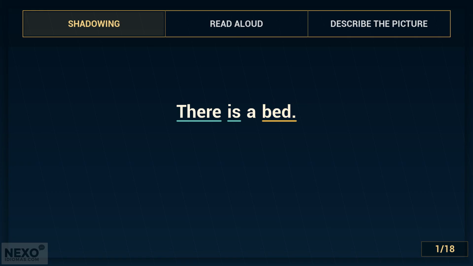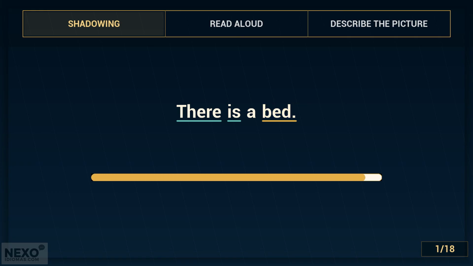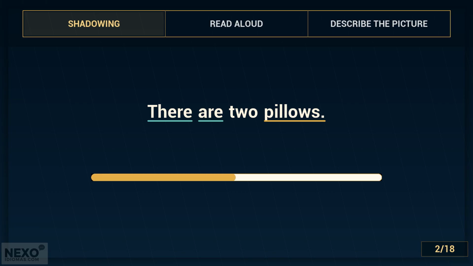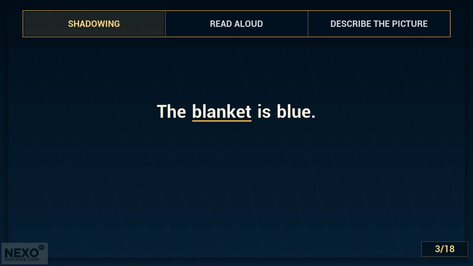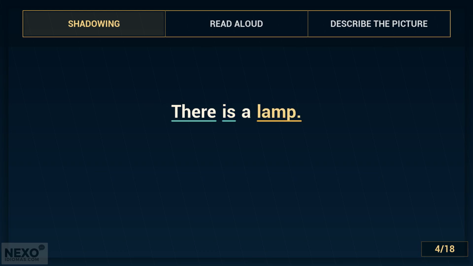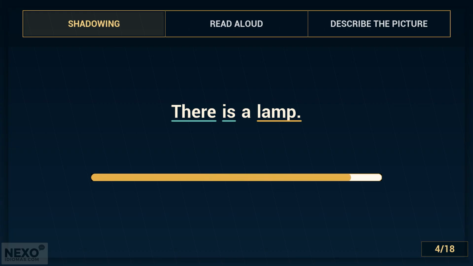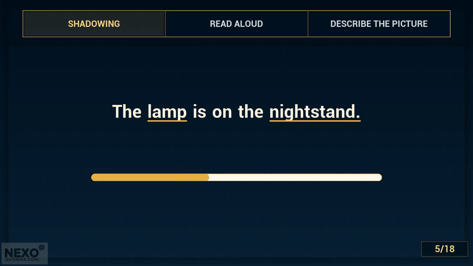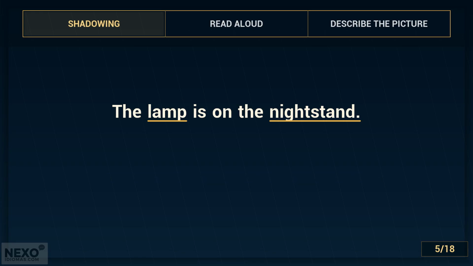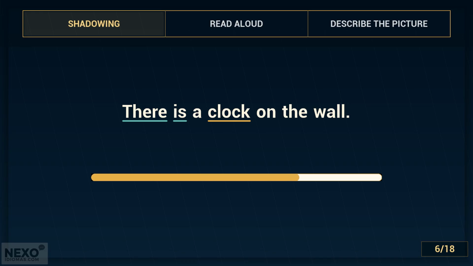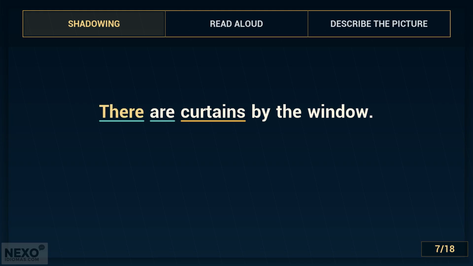There is a bed. There are 2 pillows. The blanket is blue. There is a lamp. The lamp is on the nightstand. There is a clock on the wall. There are curtains by the window.